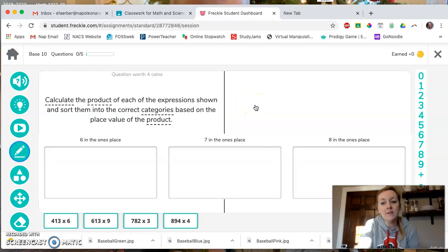You will earn coins based on that, but I will be able to go into my Freckle account and see who completed the assignment. So please make sure that you're doing these 3 for today. And again, these are not due until Monday.